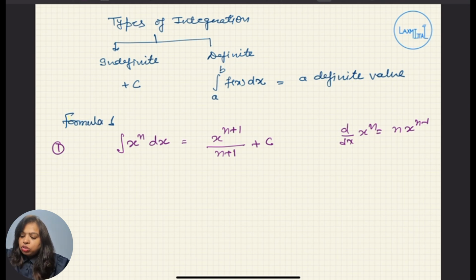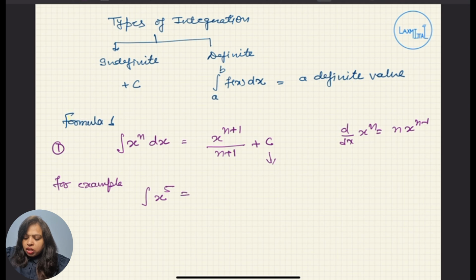C is very important to put. This is the sign of whenever you are going to find indefinite integral, you must write c. For example, if we are going to find integration of x raised to the power 5 into dx, then the integration is x raised to the power 6 on 6 plus c.